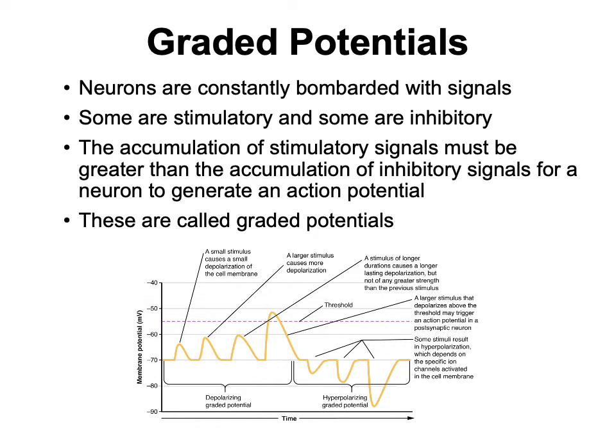Graded potentials. Neurons are constantly bombarded with signals. Some are stimulatory and some are inhibitory. The accumulation of stimulatory signals must be greater than the accumulation of inhibitory signals for a neuron to generate an action potential. And it does this by grading the potentials.